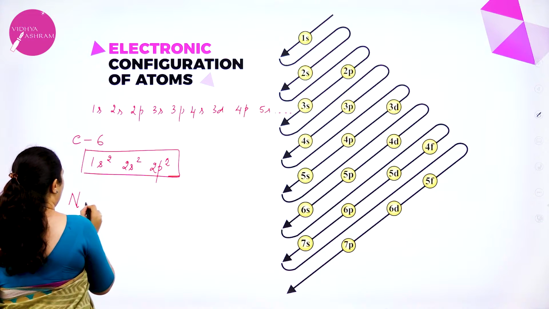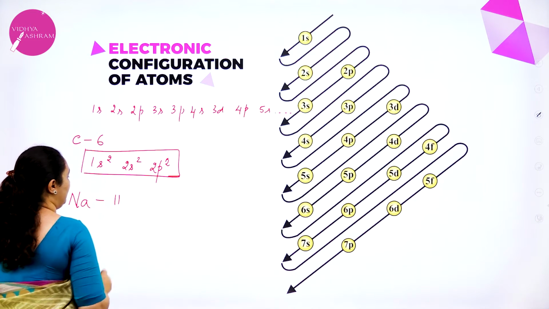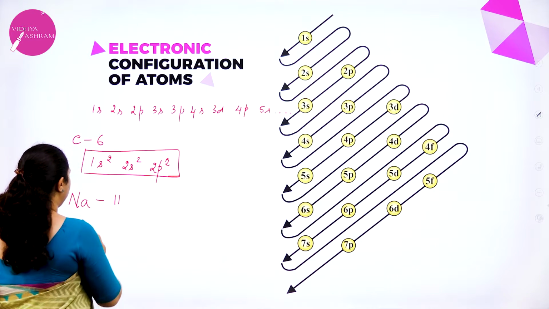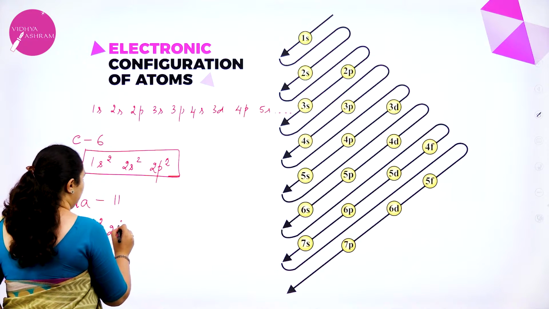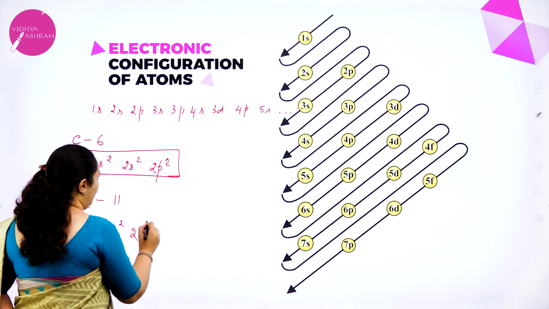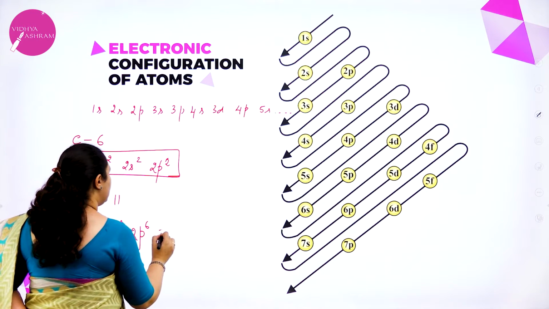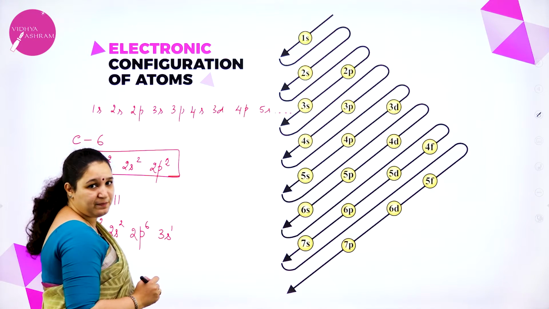Similarly, we will write the electronic configuration of sodium. The atomic number of sodium is 11, so it has 11 electrons, which we will fill up again. First I have 1s2, 2s2, 2p6. So 6, 7, 8, 9, 10. Still 1 is there, which will go to 3s1 because there is only 1 electron left.